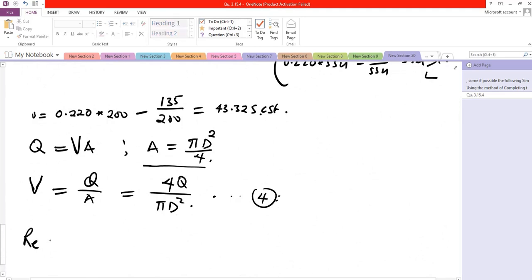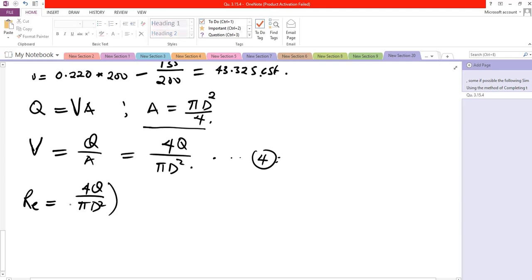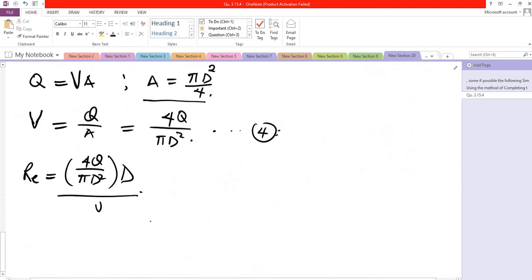So we have our Reynolds number as 4Q all over pi d square, times c, divided by the kinematic viscosity. So we have now 4 pi, because this will cancel this. We have 4 pi all over pi the kinematic viscosity.